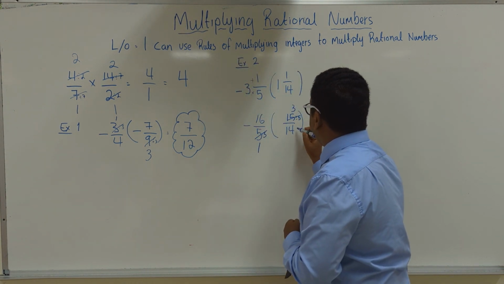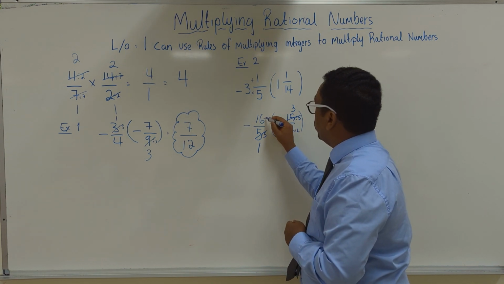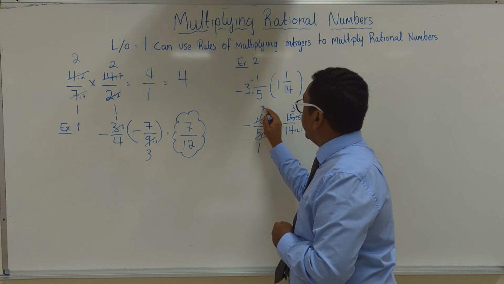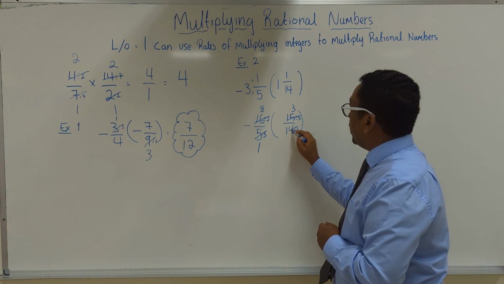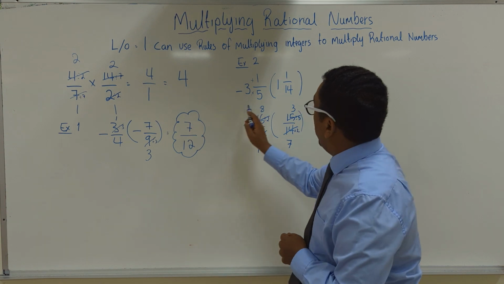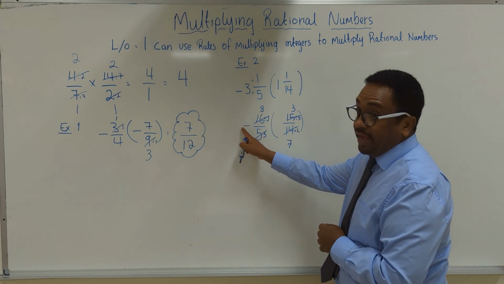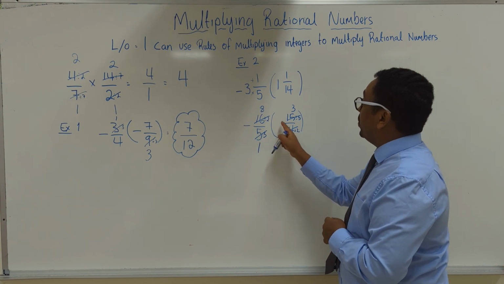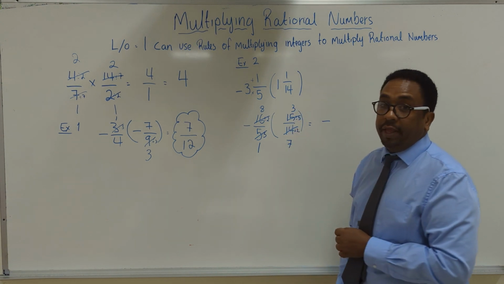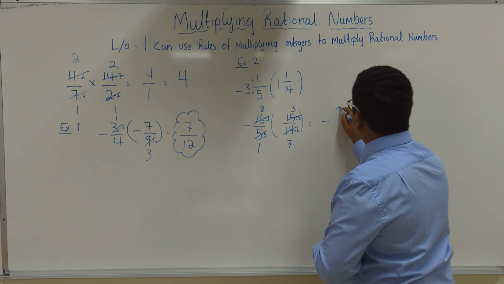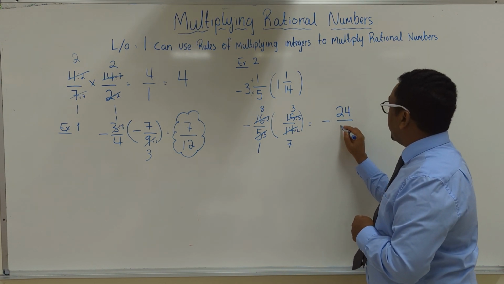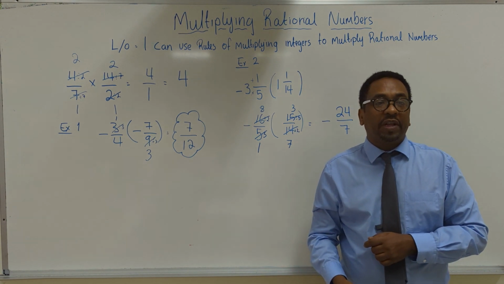If I divide here by 2, I have to divide here by 2. 16 divided by 2 will give me 8, and 14 divided by 2 will give me 7. Now I can multiply my numbers. First of all, I have a negative and a positive, so what will my answer be? Negative. Now I can multiply. 8 times 3, 24. I will have 24 on the numerator, and the denominator will be 1 times 7. So this is 24 over 7.